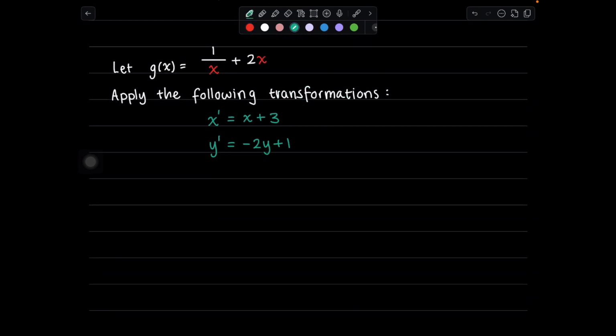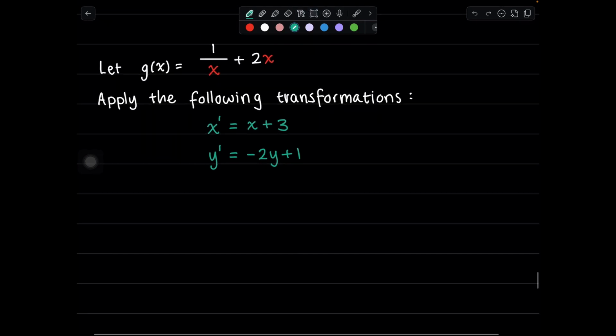Sometimes you might come across a question like this, where instead of writing the transformations in words, they give it to you using this notation. And I explained that before. This is just a substitute for the words. So whatever is written here is what is happening to the graph.